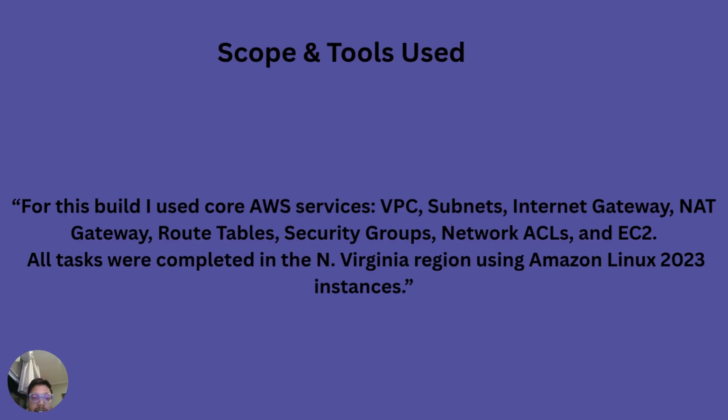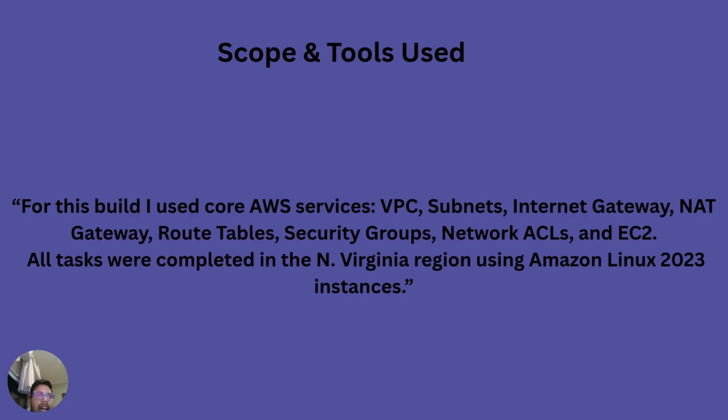For this build, I used core AWS services like VPC, subnets, internet gateways, NAT gateways, route tables, and security groups. I also used network ACLs and EC2. All tasks were completed in the N. Virginia region using Amazon Linux 2023 instances.